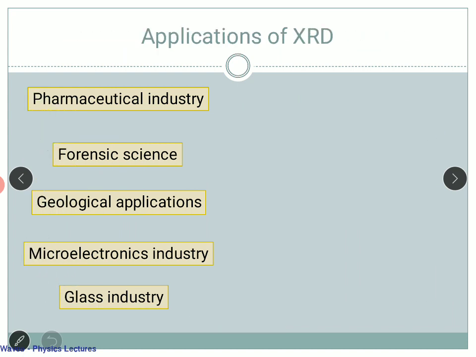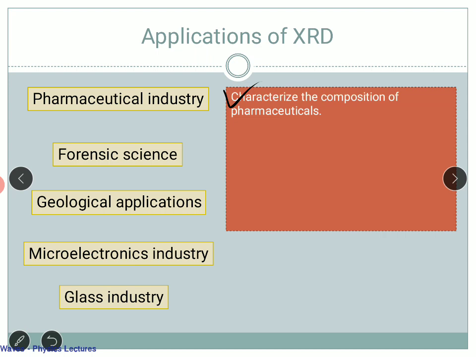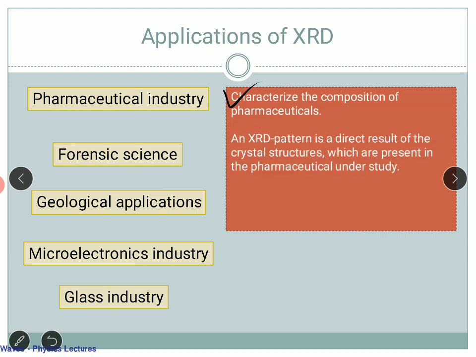XRD basically applies to the pharmaceutical industry. In the pharmaceutical industry, you can characterize the composition of the pharmaceutical, and the XRD pattern is a direct result of the crystal structure. You can take any pharmaceutical medicine and do the XRD analysis, and the crystal structure can tell you whether the sample is the same as what you prepared or not.